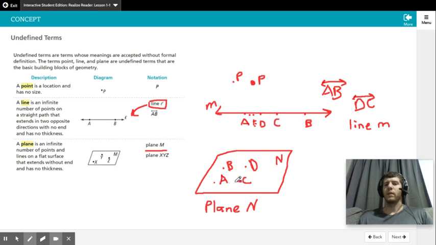Okay, or you pick any three non-collinear points, any three points that aren't on the same line. So we could also name this plane by any of the three points, so A, B, C. As long as they're not all on the same line, we would be good there. Okay, so those are your three undefined terms: points, lines, planes.